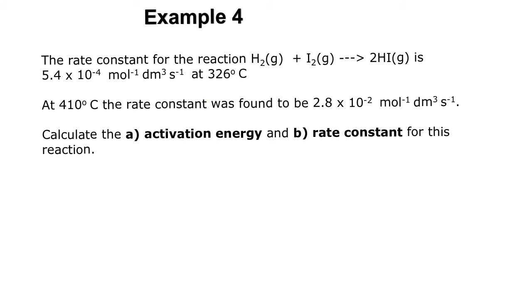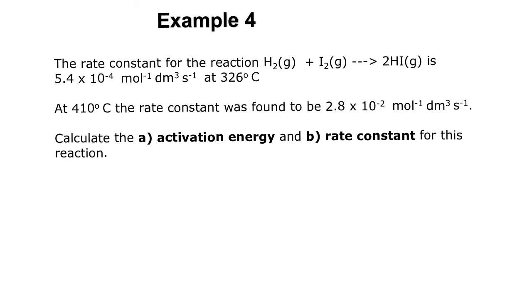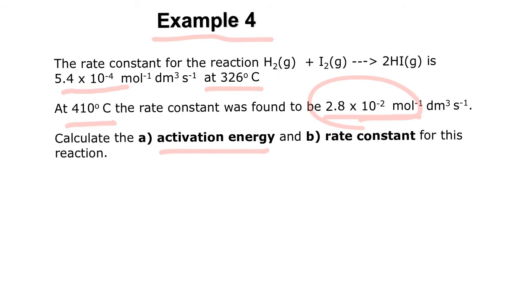Let's have a look at another example. This one is slightly different to the ones we've been looking at. You've been given a rate constant at one temperature, and then the rate constant is given again for a slightly higher temperature. You'll also notice that the rate constant increases here as you increase the temperature. So you're required to find the activation energy.